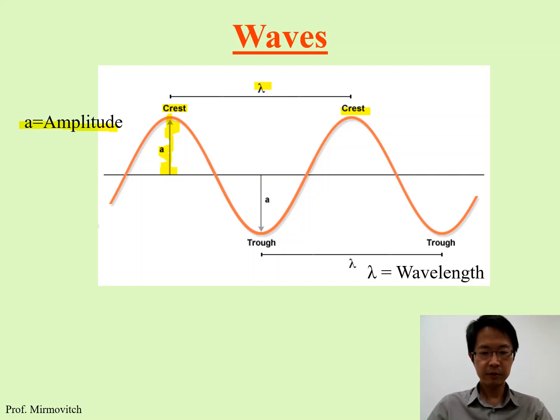It can be from a trough to another trough. So this is one wavelength. Or we can call it one period. This is one period. Period.